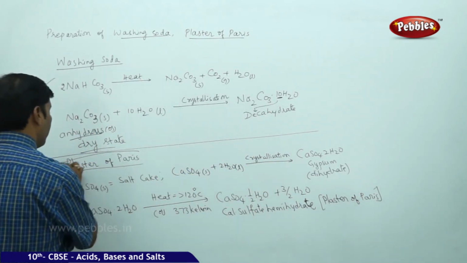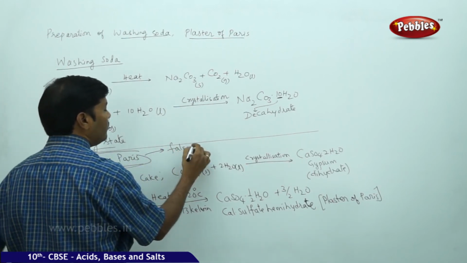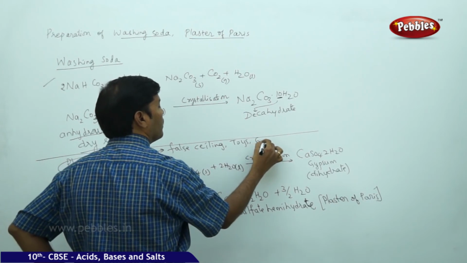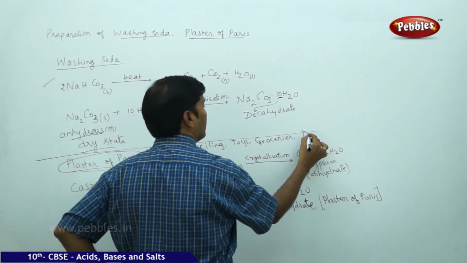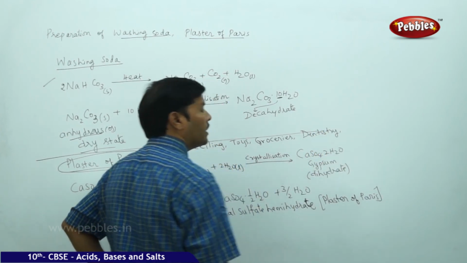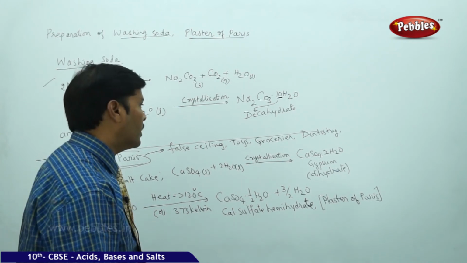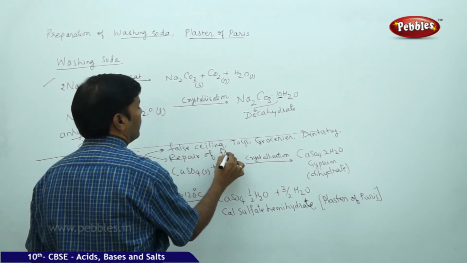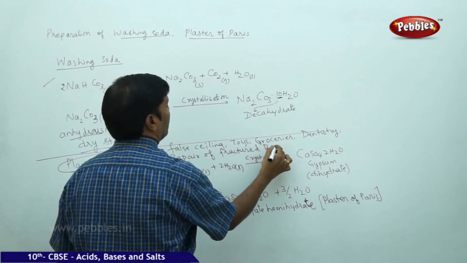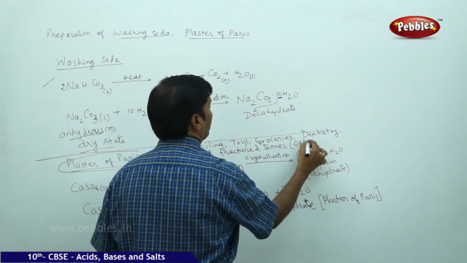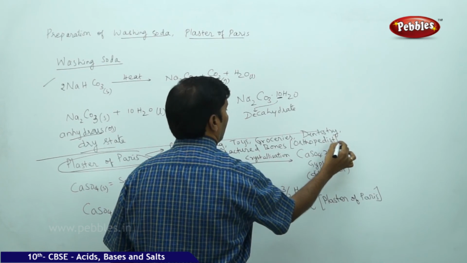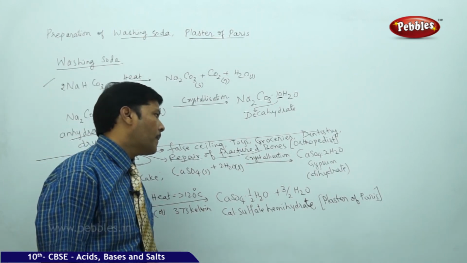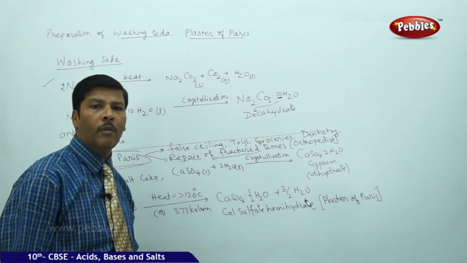This plaster of Paris, it is used in false ceiling, small false ceiling in the manufacture of toys, crockery, dentistry, in taking the impressions of the jaws of teeth for a dentist, and also in repair of fractured bones of orthopedist. An orthopedist is a person who tries to give the prescription, who tries to heal or who tries to repair the bones, damaged bones.